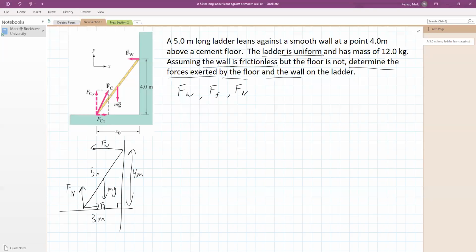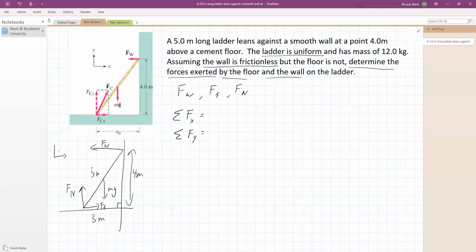So one thing that we're going to want to do is solve the sum of the forces equation. So we're going to add up the forces in the x direction, add up the forces in the y direction, and set those equal to 0, right? Because we want the acceleration to be 0. So let's go ahead and sum the forces in the x direction.